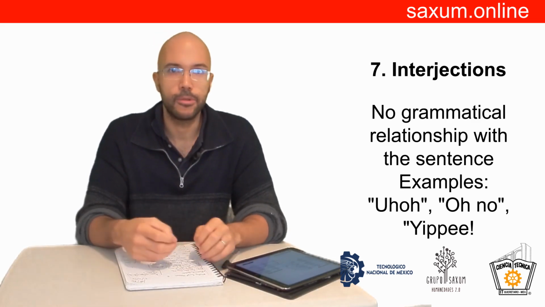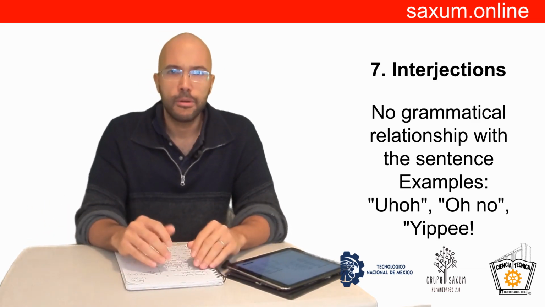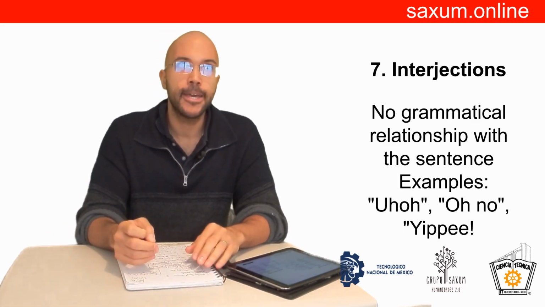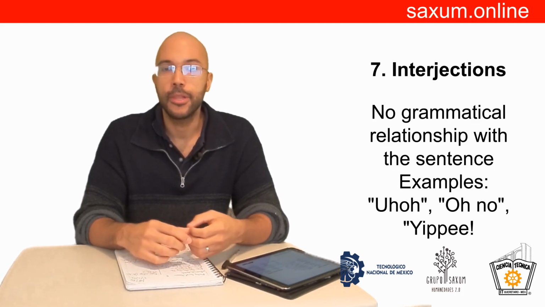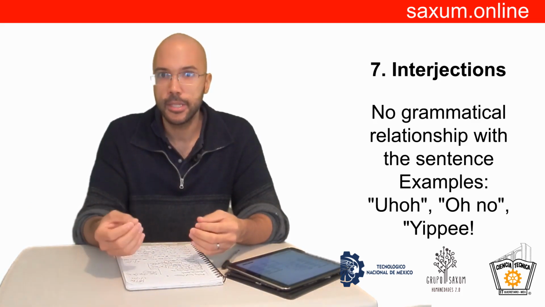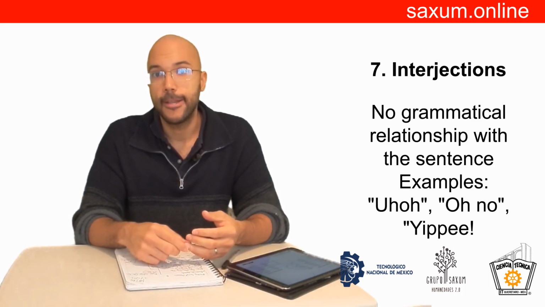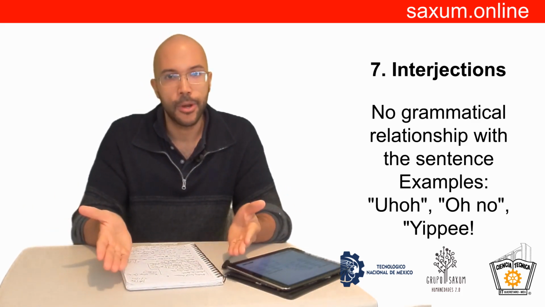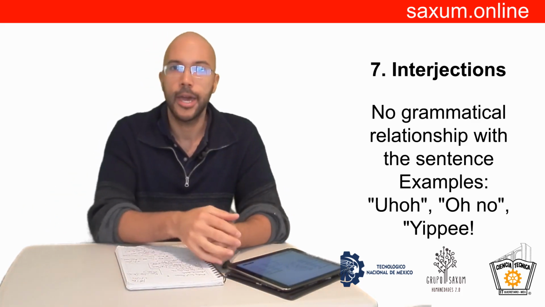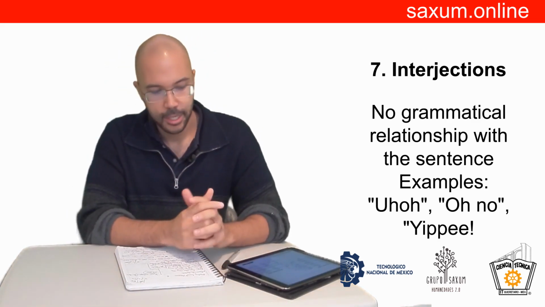So, for example, if a person says, uh-oh, or yippee, or oh no, or yeah, okay? They don't really have a relationship with the sentence grammatically, okay? But they're words that are present and they have a category, and interjection is the category there. They're basically just interjected into the sentence.